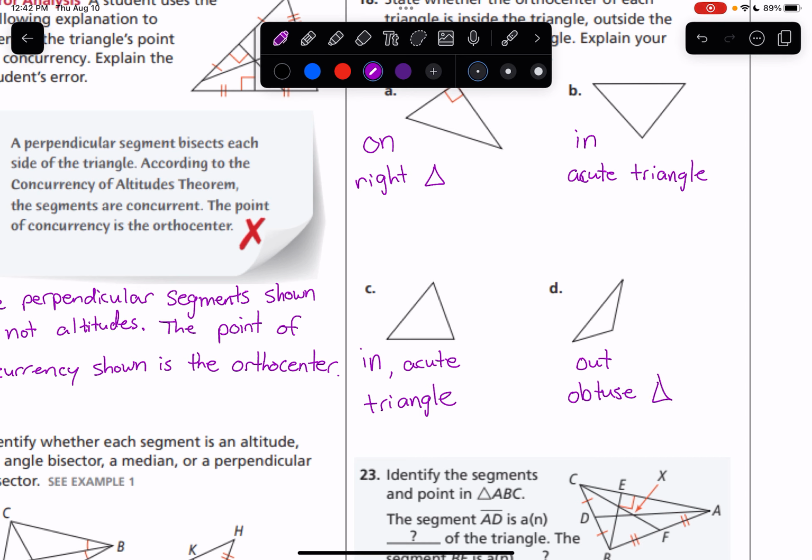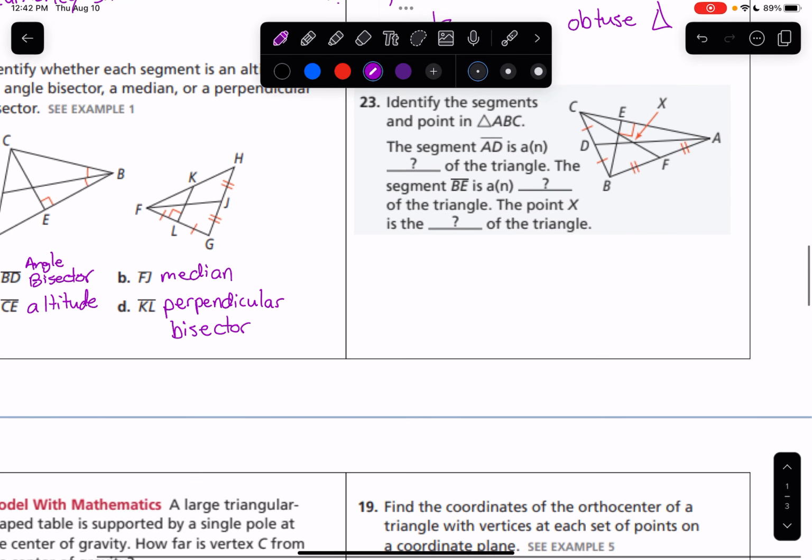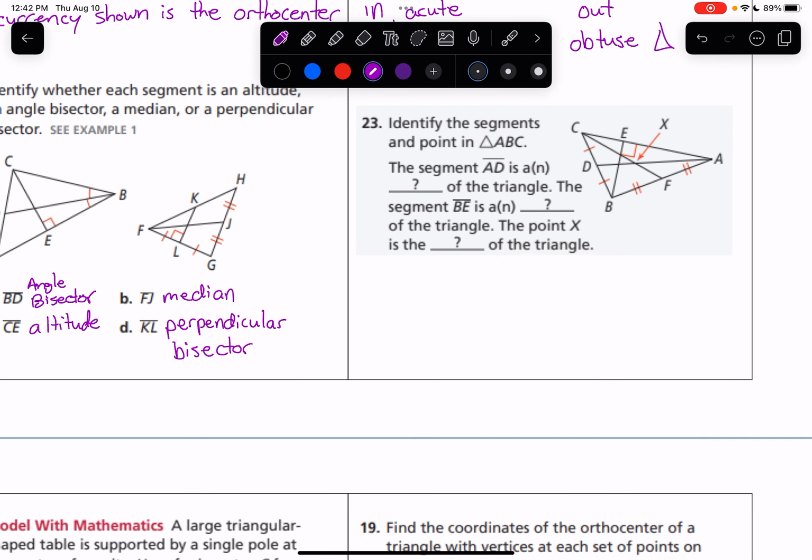All right. Number 23, identify the segments and point in triangle ABC. The segment AD comes from a vertex and it hits the opposite side and breaks it in half, so that's a median. We'll go 1, 2, 3 with these. So 1 is a median. Then the segment BE is what? Well, BE comes from a vertex and it hits the opposite side at a right angle, and doesn't divide the opposite side in half. So that's an altitude.